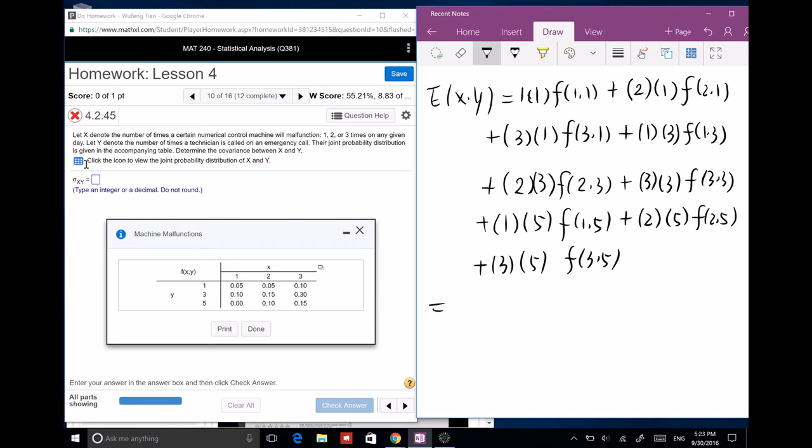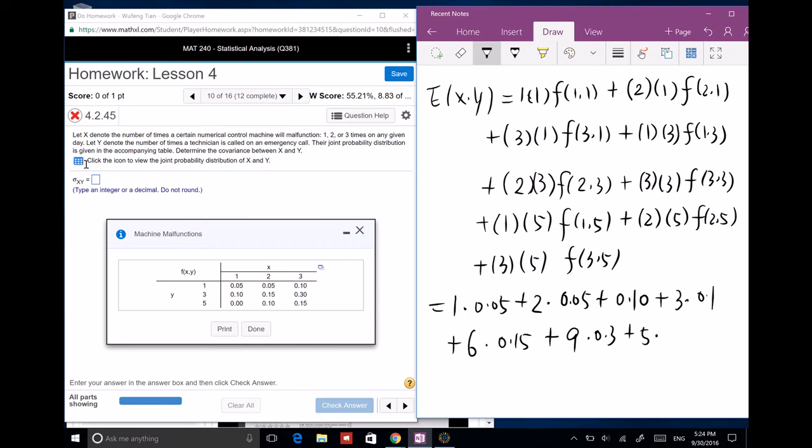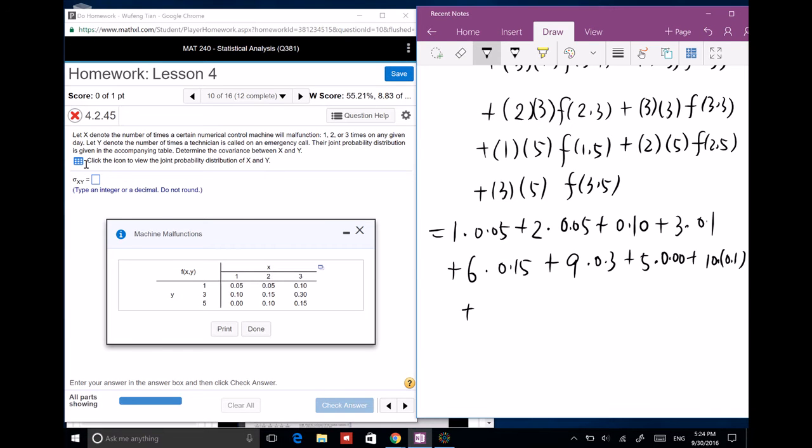Then you plug it in. 1 times 1 is 1 times 0.05, plus 2 times 1 is 2 times 0.05, plus 3 times 1 is 3 times 0.10, plus 1 times 3 is 3 times 0.1, plus 2 times 3 is 6 times 0.15, plus 3 times 3 is 9 times 0.3, plus 1 times 5 is 5 times 0.00, plus 2 times 5 is 10 times 0.10, plus 3 times 5 is 15 times 0.15. Then you add all of this together to get E of xy.